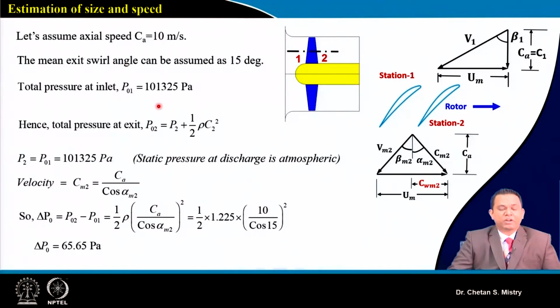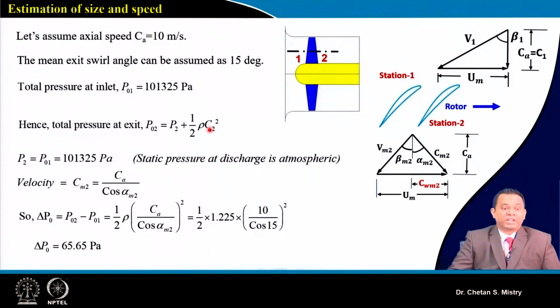Now my entry pressure is atmospheric pressure, say 101325 Pascal. What we know is that my exit total pressure we can represent as static pressure plus half rho c square. This is my exit absolute pressure, what we are discussing.